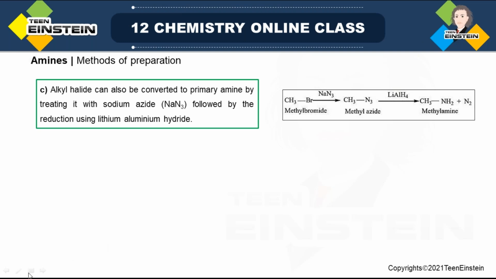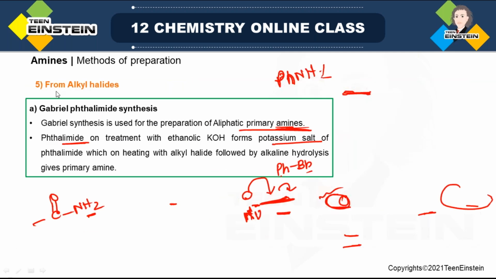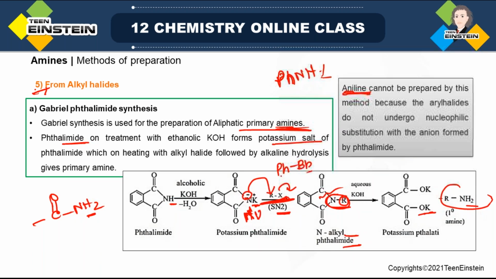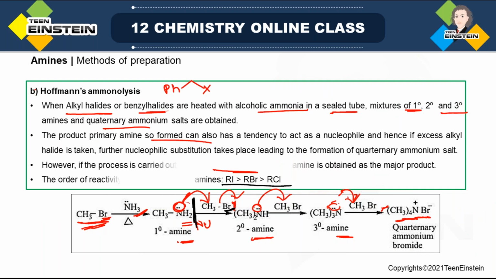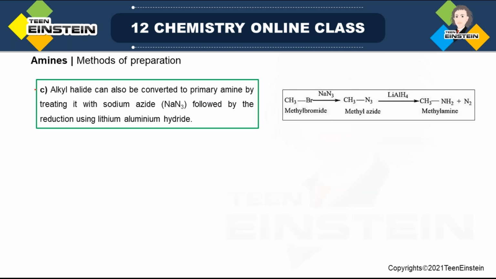Hello everyone. Methods of preparation for amines. 5 methods we have already discussed. Now under the 5th method, if you look at the previous slides, this is the 5th point, which is from alkyl halide. So the starting material is alkyl halide, and under this heading we have the first reaction, Gabriel phthalimide synthesis, which is A, and then we have B, which is Hofmann ammonolysis, and today we will start from C.